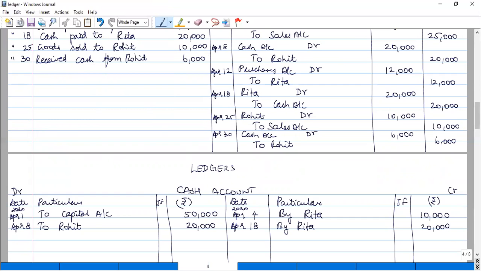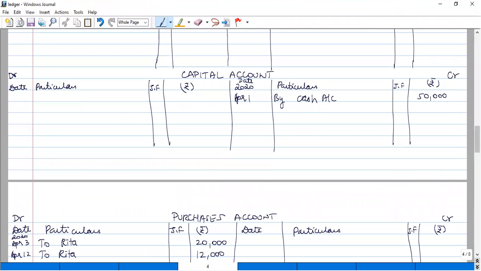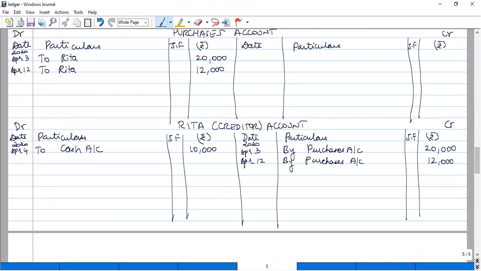Okay. Now come down to Rita's account. We are going to debit Rita's account because we have paid cash to Rita. Okay. So it is on April 18th. Why is it that we are debiting it? Because we have paid cash to Rita. And how much have we paid? It is 20,000.